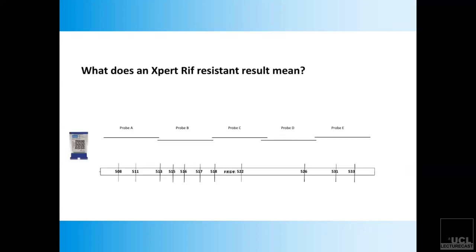Next slide, please. So what exactly does the GeneXpert machine do? Rifampicin resistance is determined by the rifampicin resistance determining region, which is in the rpoB gene. At certain loci you have mutations there that confer rifampicin resistance. You have a number of probes in the GeneXpert machine, and when you have mutations along those loci, those are the positions in the gene where you have rifampicin resistance. Next slide, please.